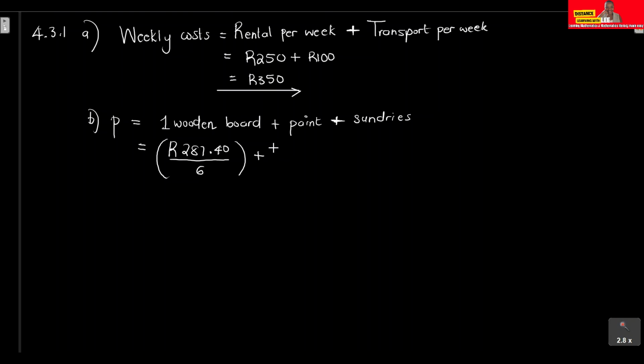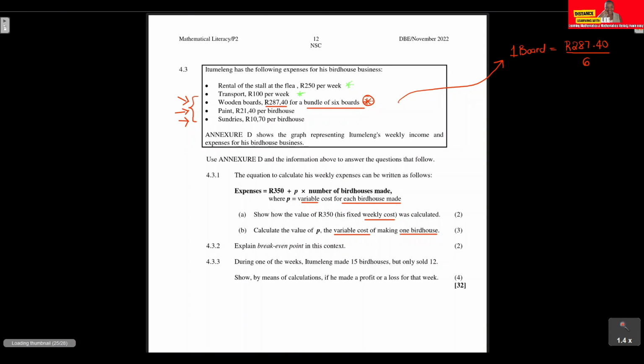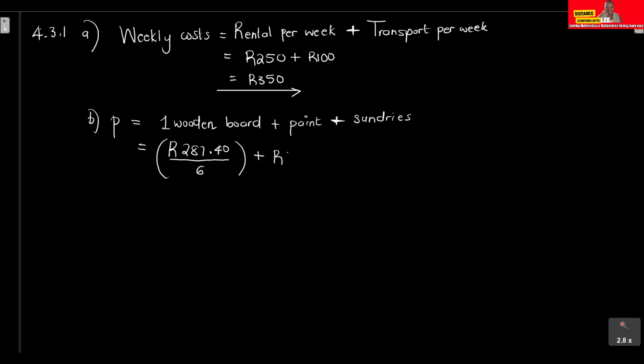You divide the 287 Rand 40 by 6 to get the price for one board, plus the 21 Rand for the paint. So we're going to add 21 Rand 40 for the paint that he needs for one birdhouse, and you're going to add that to the 10 Rand and 70 cents that he will need for one birdhouse. If you punch 287.40 divided by 6, you'll find that one wooden board is equal to 47 Rand and 90.